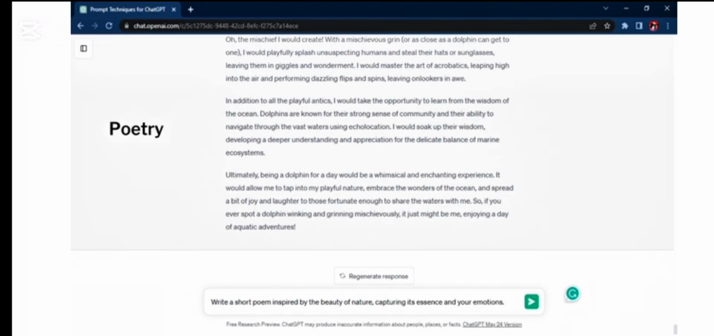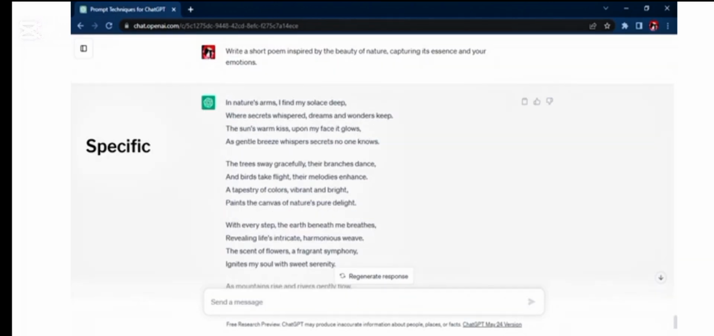This prompt encourages ChatGPT to explore the genre of poetry and express its creativity through verse. By providing a specific theme, the beauty of nature, and emphasizing the capturing of essence and emotions, the prompt guides ChatGPT toward creating a poetic response that celebrates nature's beauty and evokes its feelings.